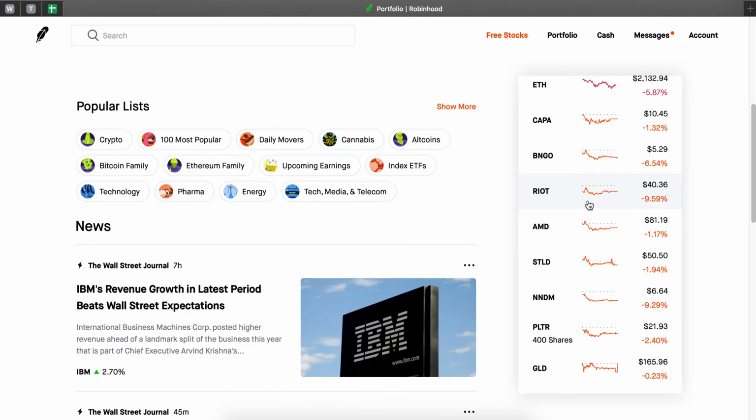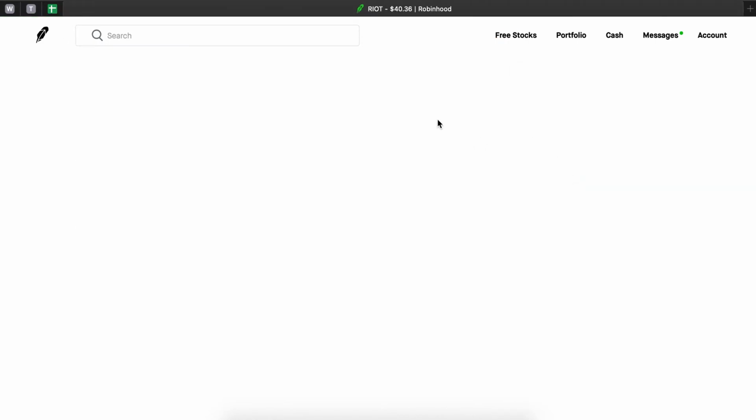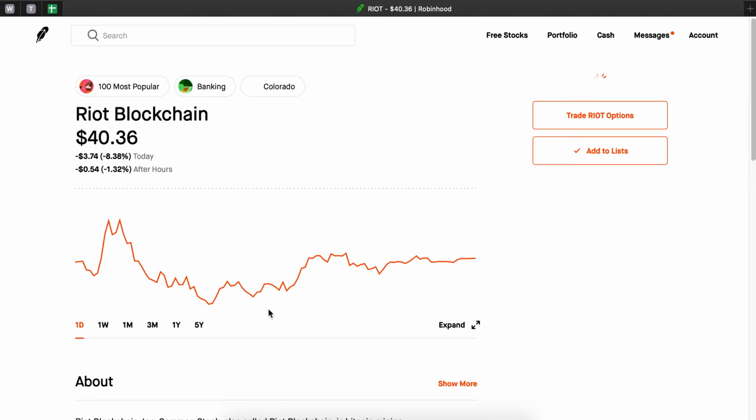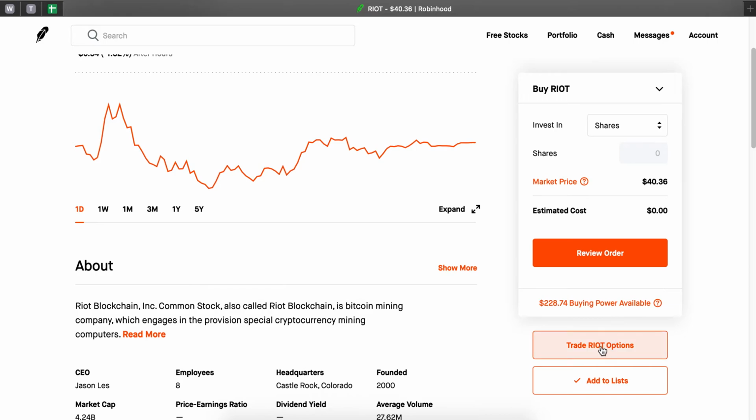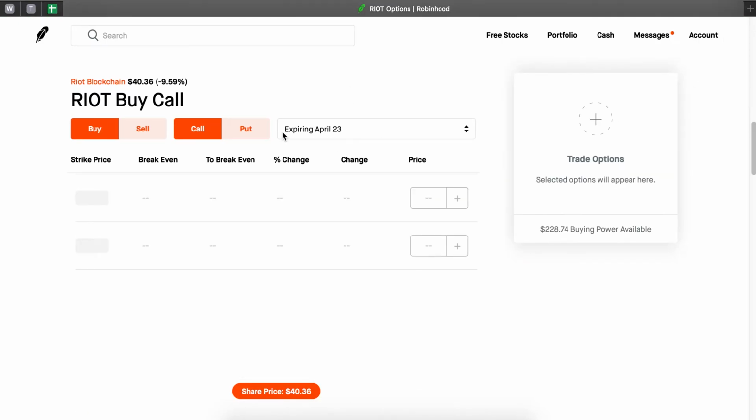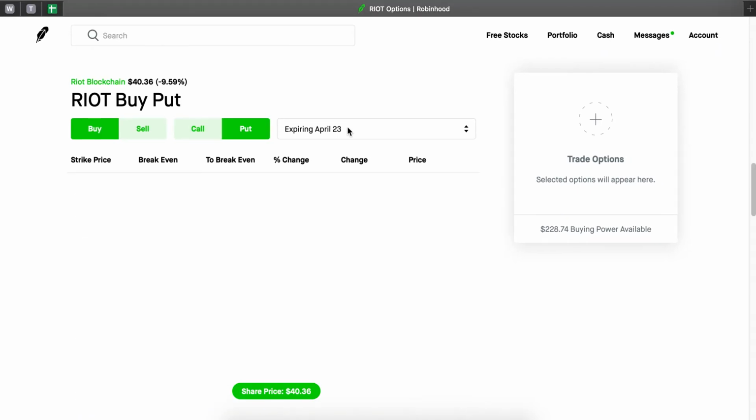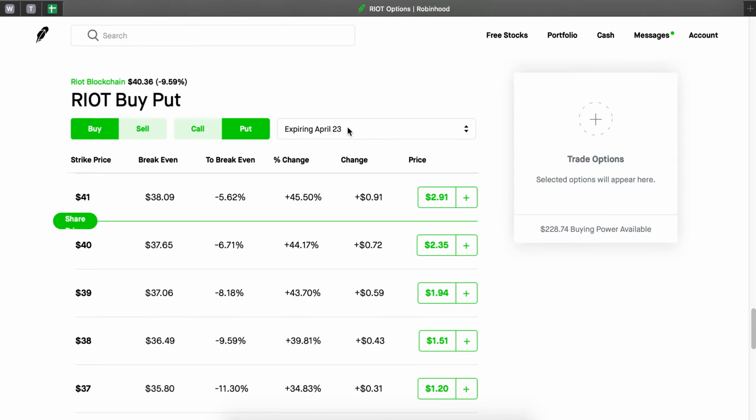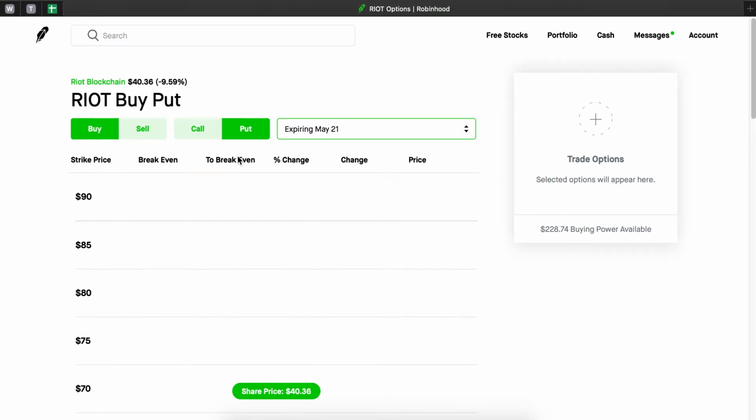All right, so what we're looking at here is going to be, let's say, Riot. I'll just jump in to Riot here, and we're going to set this trade up. Riot Blockchain. As we go to trade Riot options, we'll hit put, and let's go out further in time, maybe the next expiration cycle that's a monthly. So let's say May 21st.